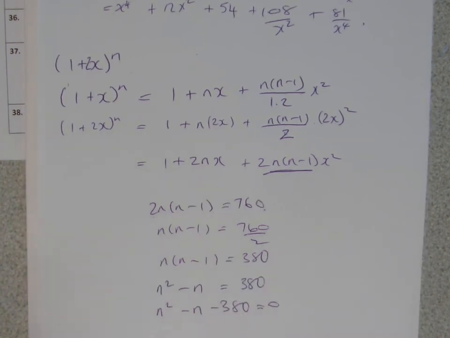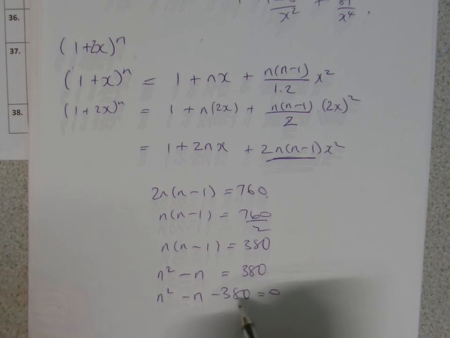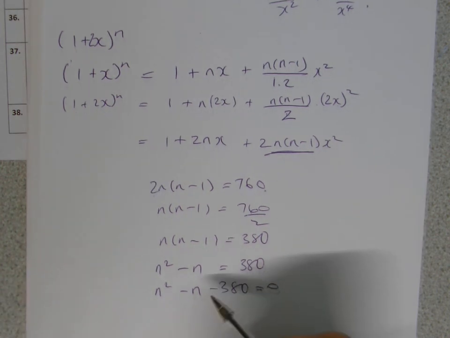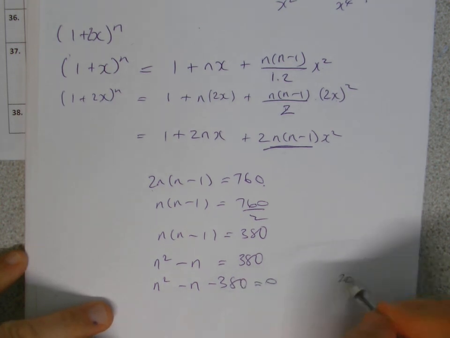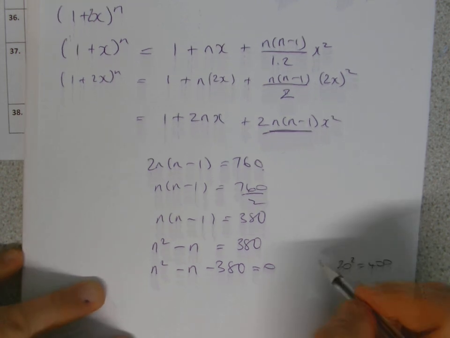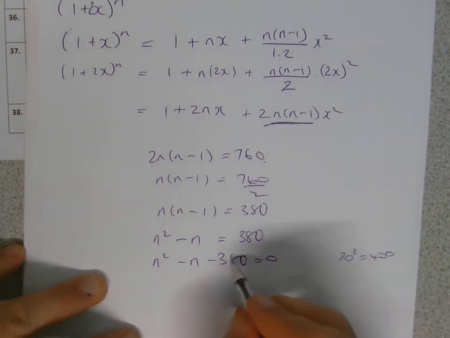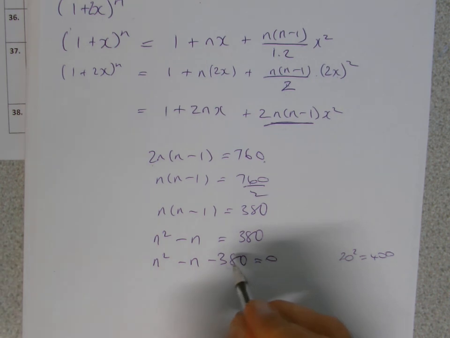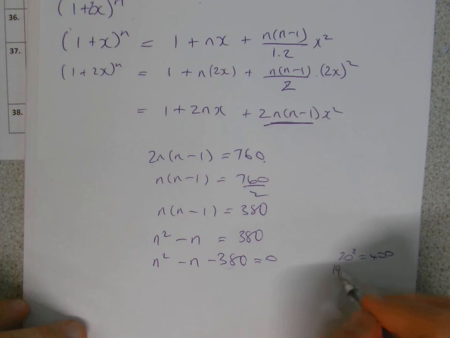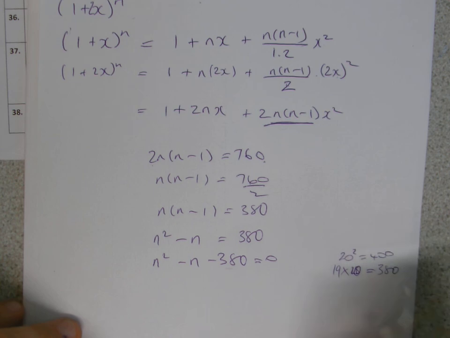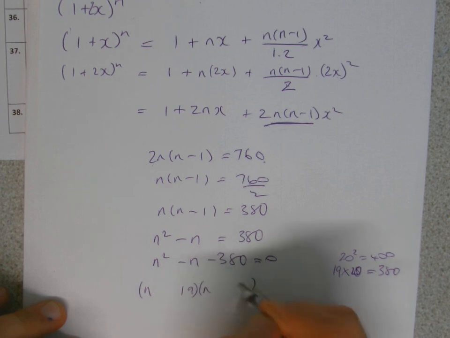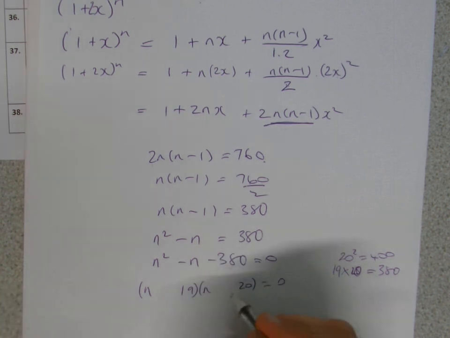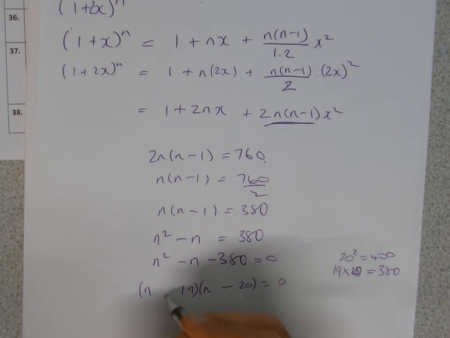You might be thinking this quadratic is impossible to work out, but usually the numbers they give you revolve around square numbers. If you think about what square number is close to 380, of course 20 squared is 400. Because it's less than 400, it's 20 less than 400. Of course, 19 times 20, 1 less, will give me 380. So in my brackets, I'm going to have 19 and 20. And of course, because it's negative n, it's got to be negative the 20 plus the 19.